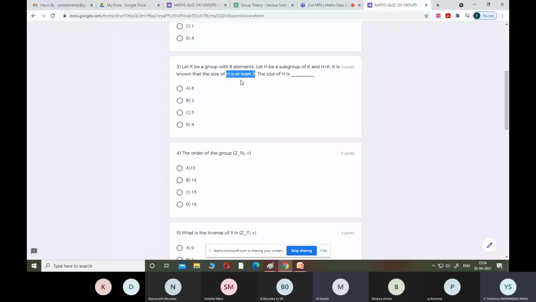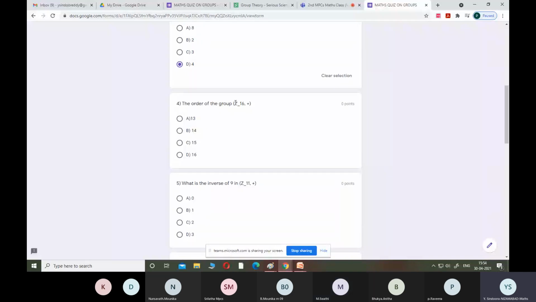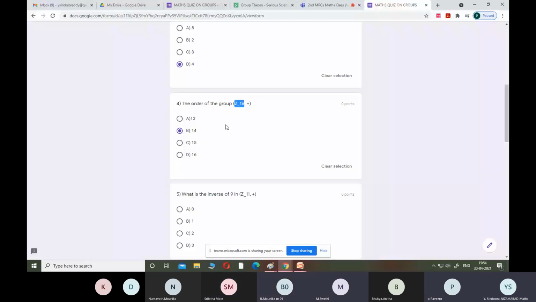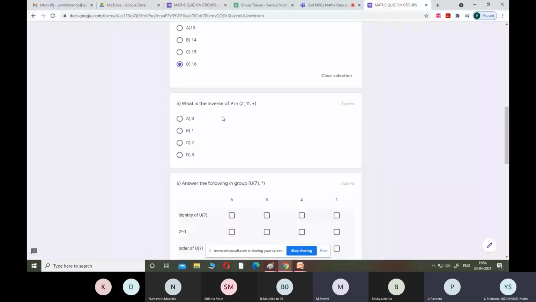Now, the order of the group Z16. What is the order of the group Z16? Z16 has how many elements? 16. Very good, 16 elements. What is the inverse of 9 in Z11? 2, ma'am. 2. Very good.